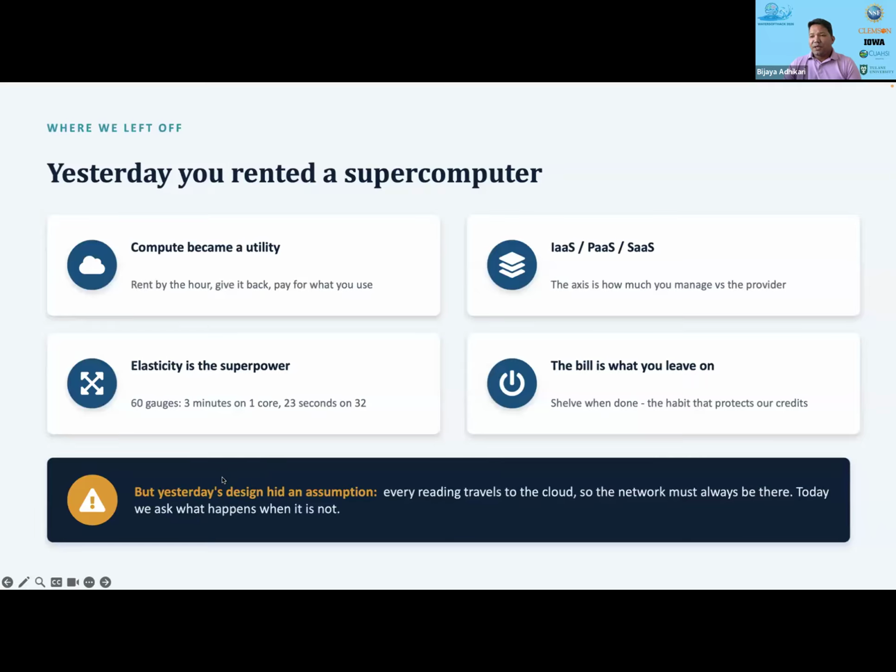Okay. So this whole cloud framework, right? And the applications that we're trying to develop had one hidden assumption: every reading travels to the cloud. So the application that we made yesterday, where we loaded data from the Iowa River and tried to do next hour forecasting on the cloud, what's the assumption there?